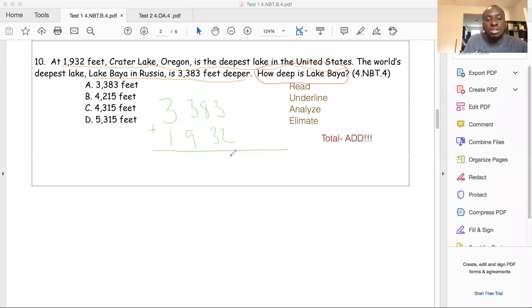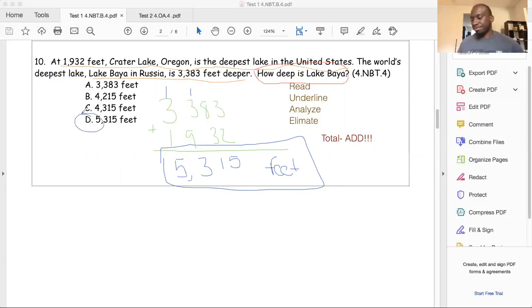3 plus 2 is 5. 8 plus 3 equals 11. I put my 1 down, I carry my 1. 3 plus 9 equals 12, plus 1 equals 13. Carry my 1, put my 3 down, carry my 1. 3 plus 1 equals 4, plus 1 equals 5. And I know I'm using feet. I'm going to box my answer. Answer choice D. Number 10 is D. I had to add.